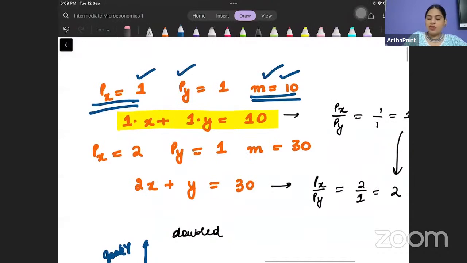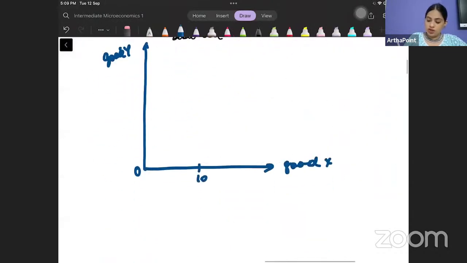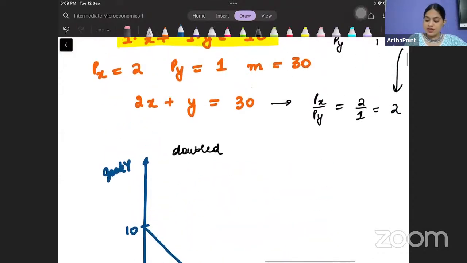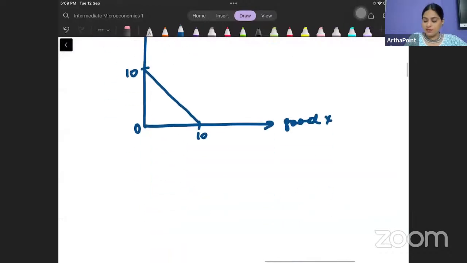Income by PY क्या हो जाएगा? 10 by 1 ना? So 10. So this will be your initial budget line. Beta, what will be your new budget line? Very simple. Your income is 30. 30 by 2. So 30 by 2 क्या हो गया बेटा? 15.